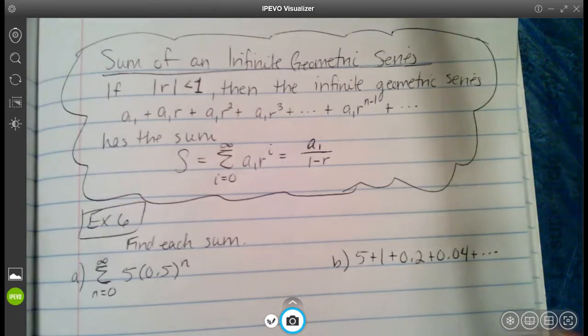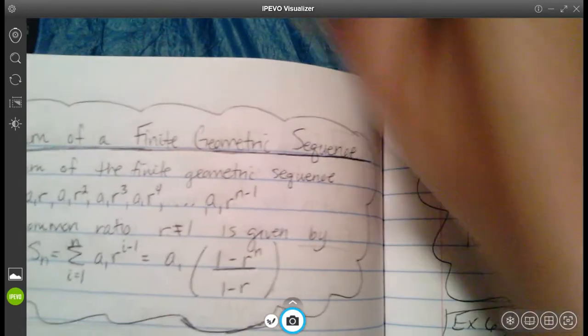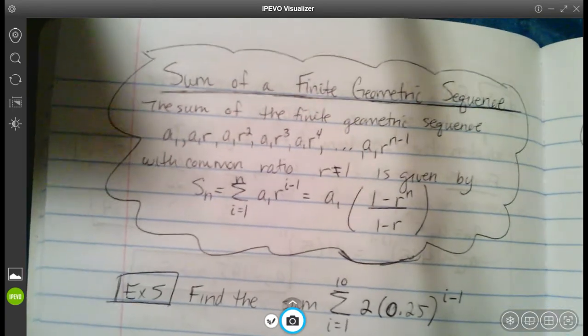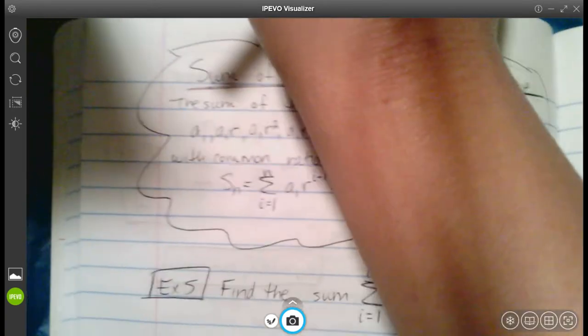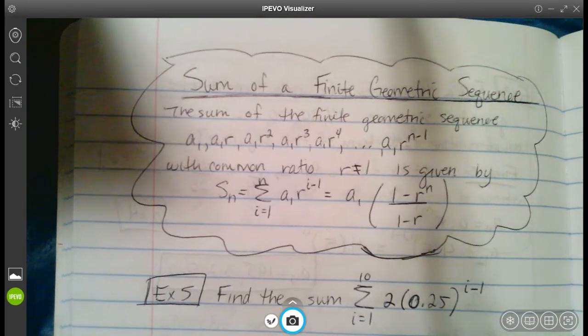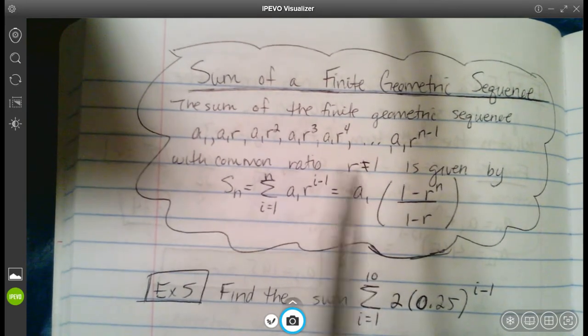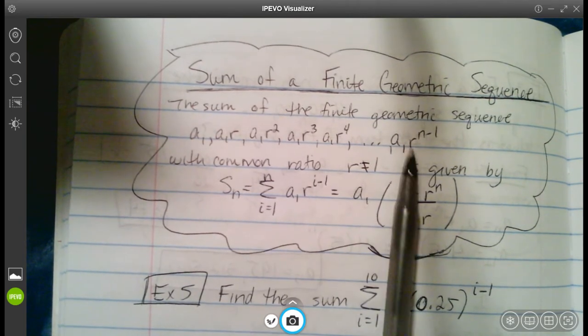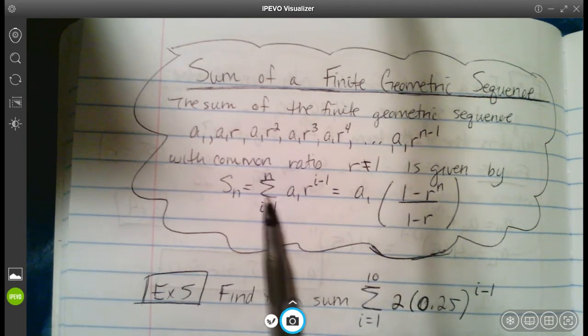Okay, I think we have just one or two more left. Oh, we have two more, and they're not too bad. We have the sum of a finite geometric sequence. So the sum of a finite geometric sequence means that it's going to end at some point, right? Here is given by the following. You have your sequence, and the common ratio cannot equal 1, because then this wouldn't work over here. And it's given by the following.